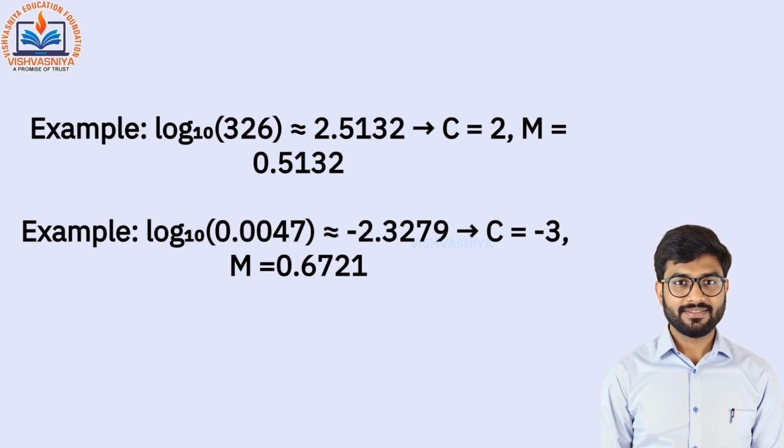Log base 10 of 326 is approximately 2.5132, so the characteristic is equal to 2 and the mantissa is equal to 0.5132. Example: log base 10 of 0.0047 is approximately minus 2.3279, so the characteristic is minus 3 and the mantissa is 0.6721.